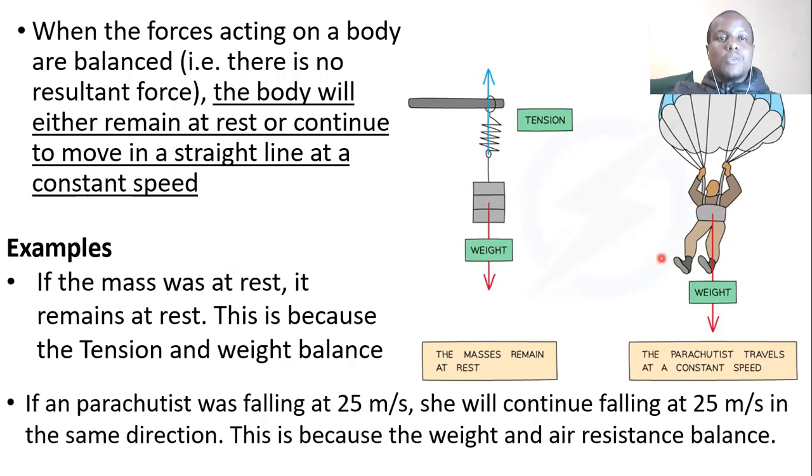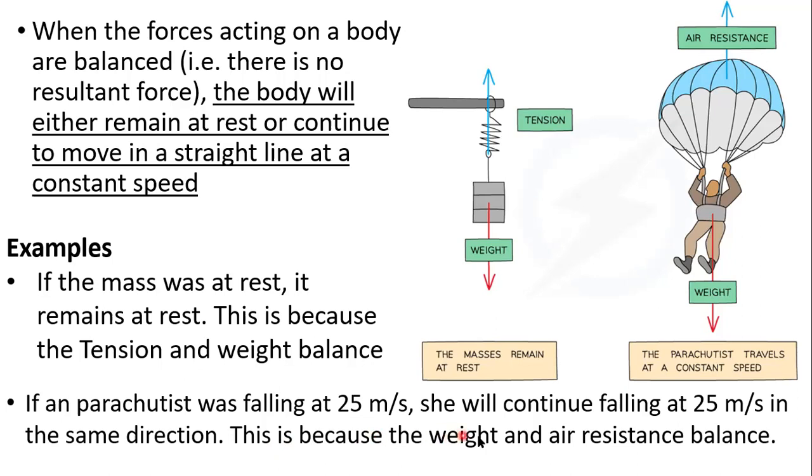So that is what we mean when we say the object, the body, will either remain at rest or continue to move in a straight line. Then we have another example here, where we have a parachutist. If she is falling at a speed of 25 meters per second, she will continue falling at the same speed in the same direction until there is an external force, of course.